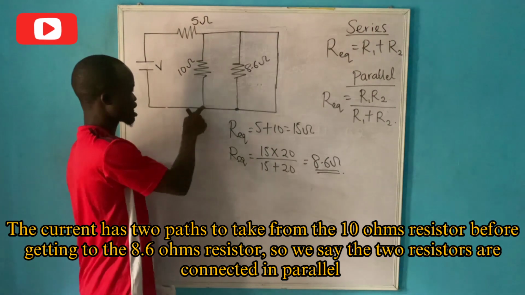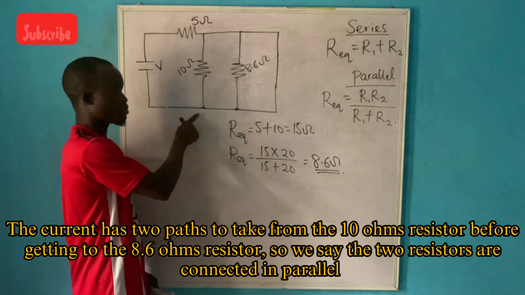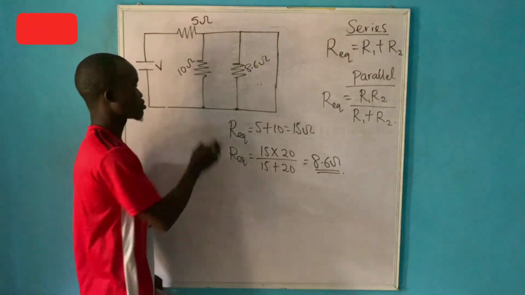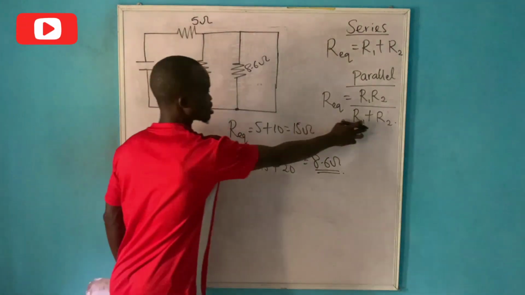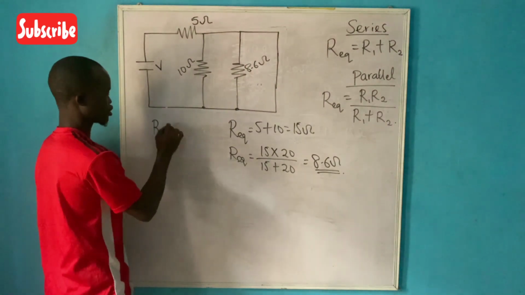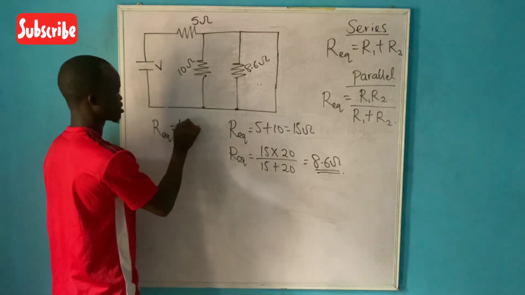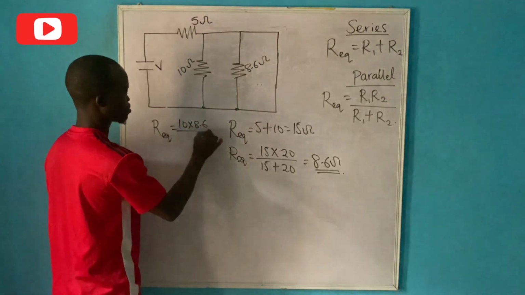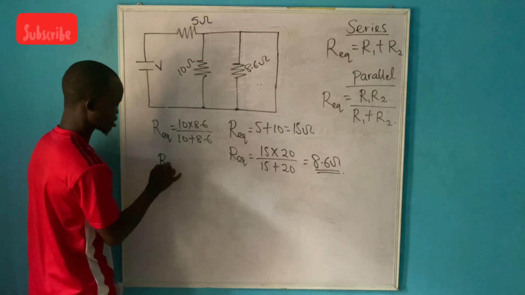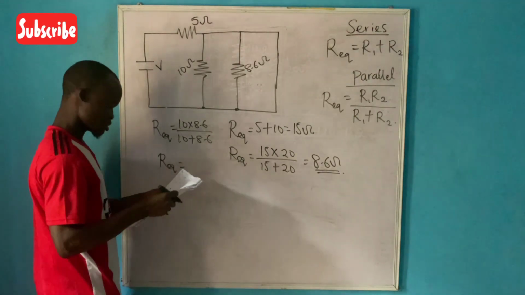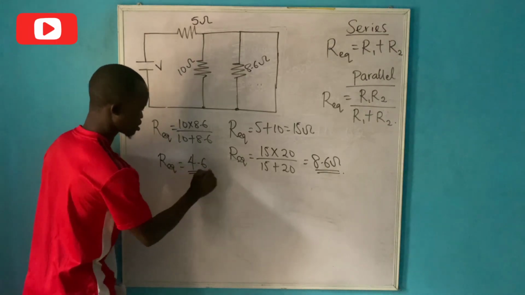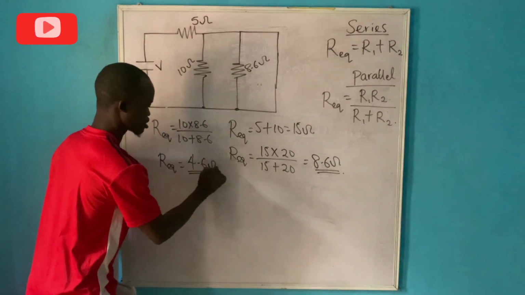Why? Because the current has some other paths to take apart from this path. So now these two are connected in parallel. So we need to find their equivalence using this as well. The equivalence is going to be REQ, which is 10 times 8.6 over 10 plus 8.6. And this is approximately equal to 4.6 ohms.